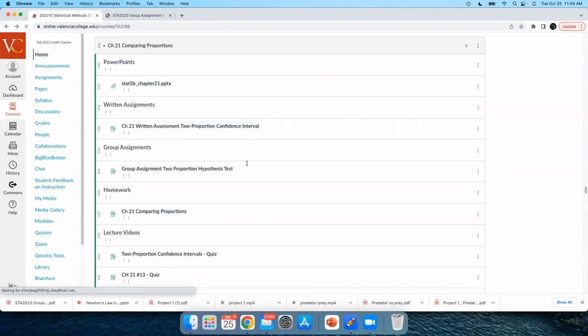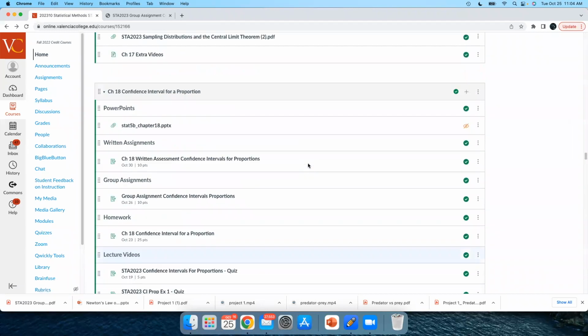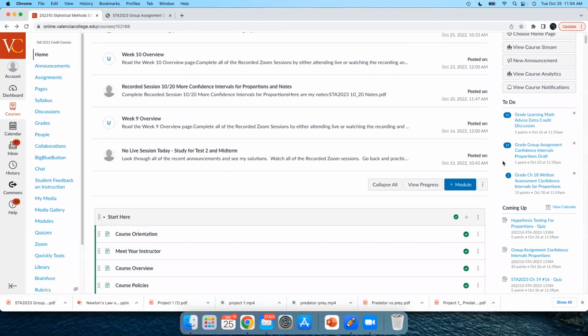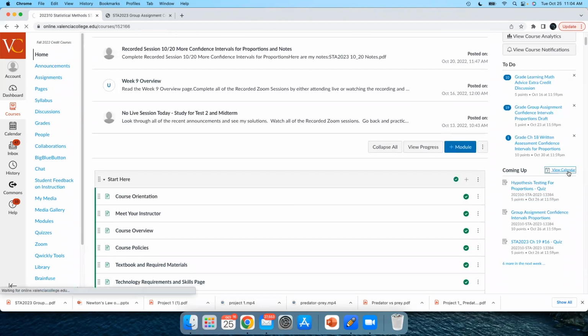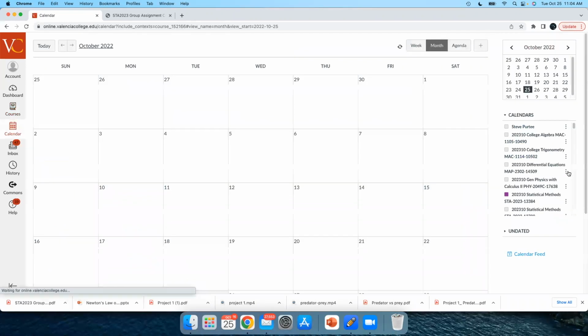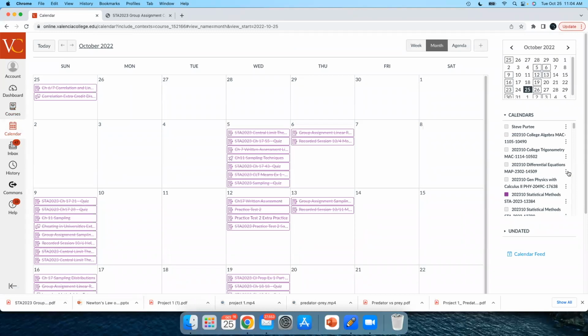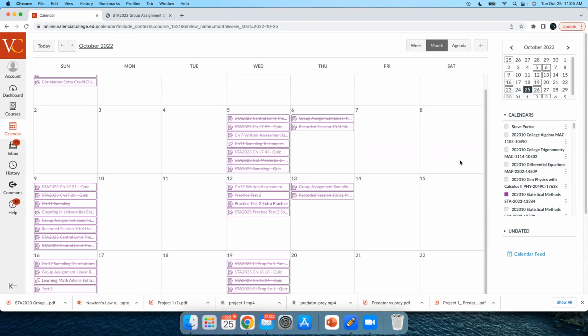So test 3, when's that coming up? Let's take a look. We've still got a couple of chapters to cover. But you're only going to have 4 different kinds of problems: 1 proportion interval, 2 proportion interval, 1 proportion test, 2 proportion test. On the calculator, that's buttons 5, 6, A, and B. That's it. We don't have to do any of these by hand. We're going to use the calculator for all of them.